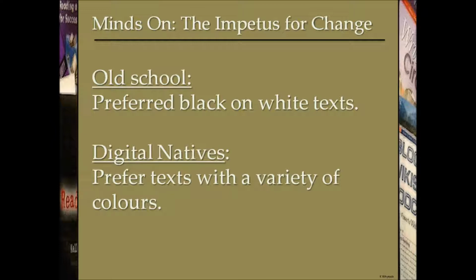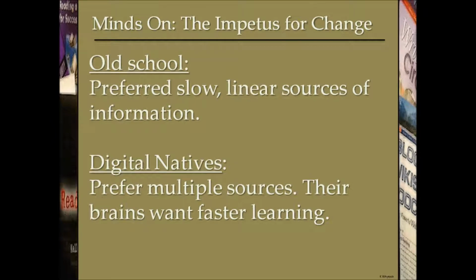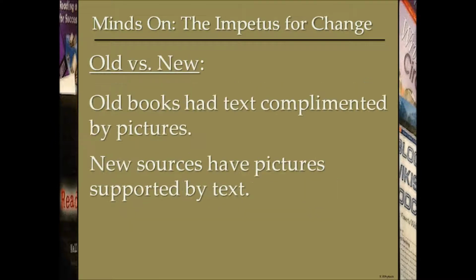The old school prefers black on white text. I love holding an old-fashioned book. Digital natives prefer text with a variety of colors. Old school, me, I prefer slow, linear sources of information. Bring it to me one at a time. The digital natives prefer multiple sources. Their brains want faster learning, the click, click, click world.